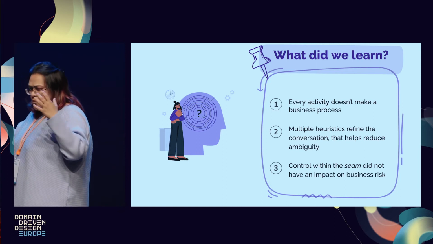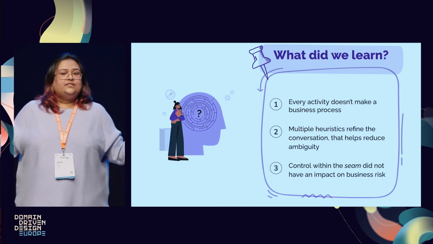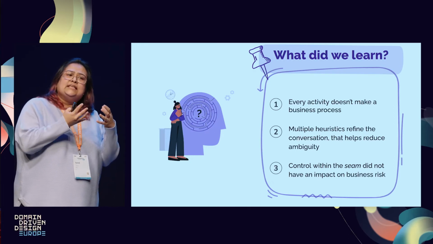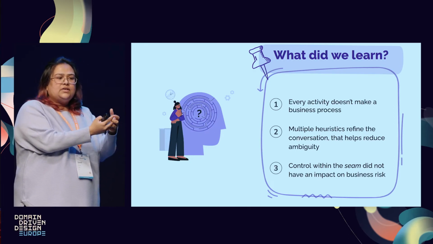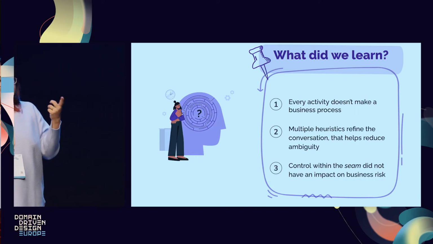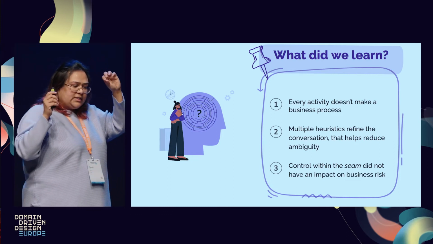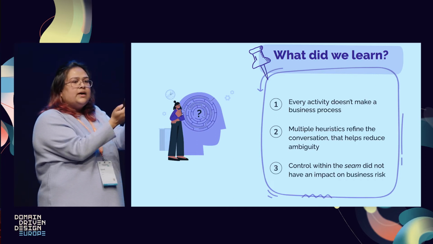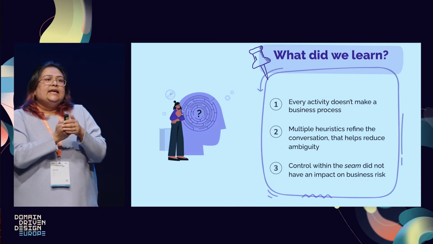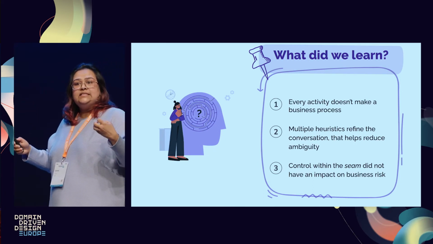So we had some learnings out of this. The first one, of course, was that every activity is not a business process. Even though the heuristics did not give us an outcome in terms of our modeling and understanding of failure points, they did help refine a lot of the conversation. And when we think about the control around making sure that the mandatory information is available, it was very clear the value of that was operational efficiencies. So there was no impact to business risk.